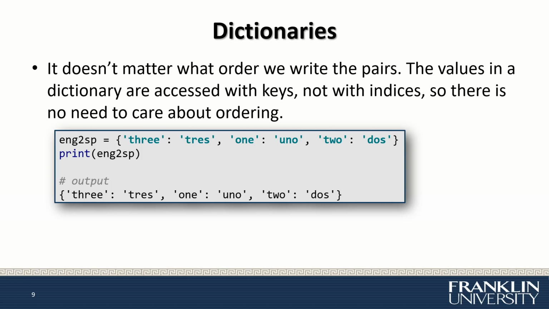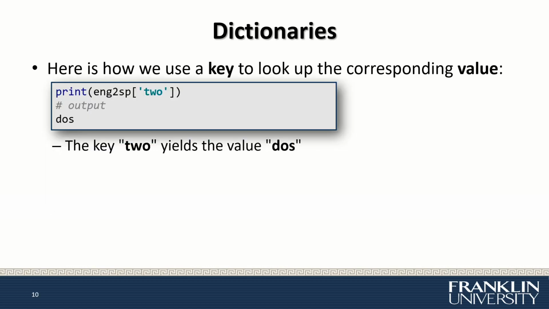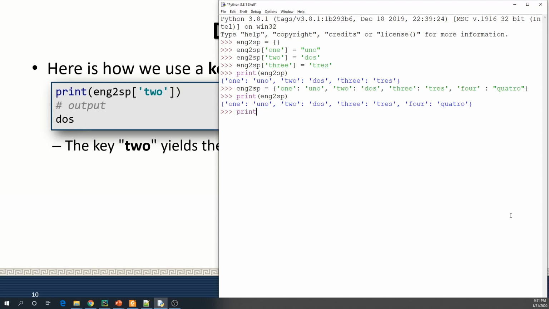But since Python dictionaries are key-value pairs, it doesn't matter what the key is, as long as the key and value go together. It doesn't matter the order in the dictionary. So to look up a value, we use the key. So I would say print English_to_Spanish sub 2 to get, in this case, this output. I type out 2 because that is a key, and you would get "dos".